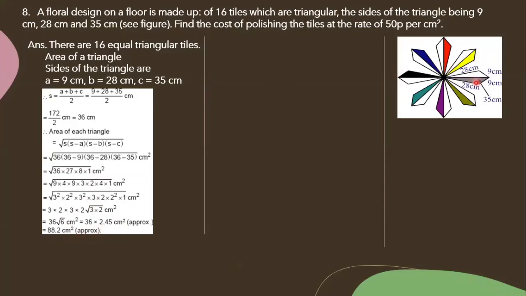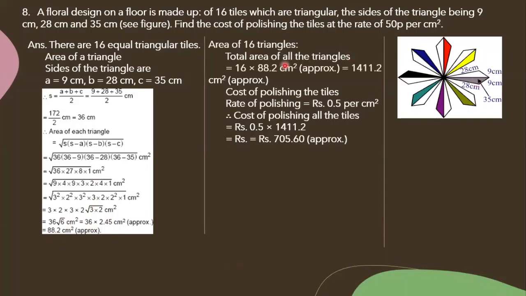Am I clear? So now, next, 16 tiles. 16 into 88.2, it is 1411.2 centimeter square approximately, because here root 6 value is not exact value, it is approximate value. That's why here also we are using approximate. So here 50 paise, first we need to convert this into rupees. 50 divided by 100, that is 0.5. So 0.5 into this area 1411.2. So we're getting the cost of polishing these tiles is 705 rupees 60 paise.